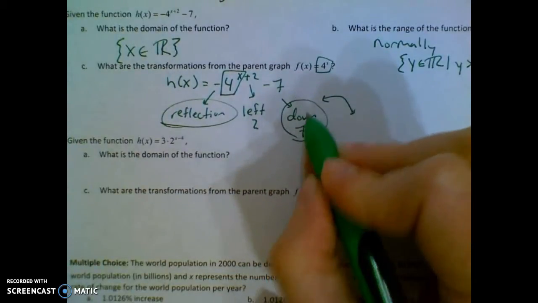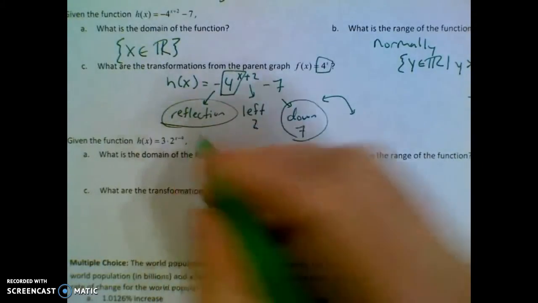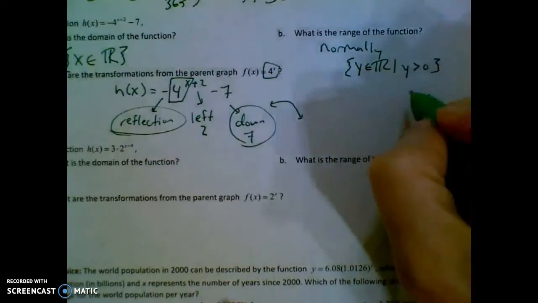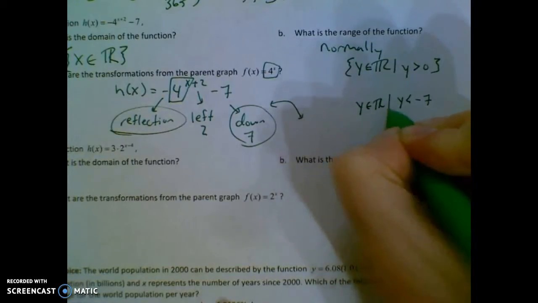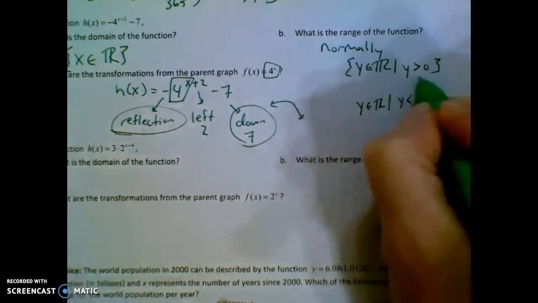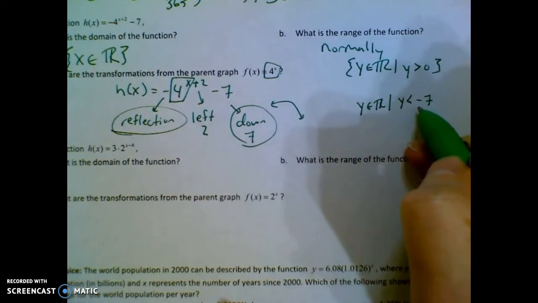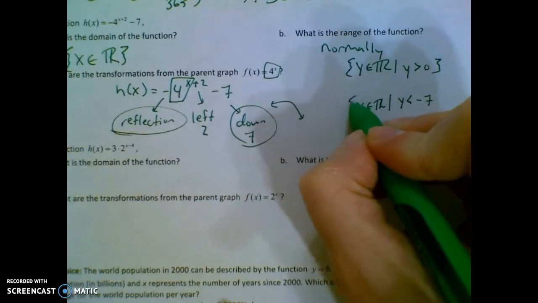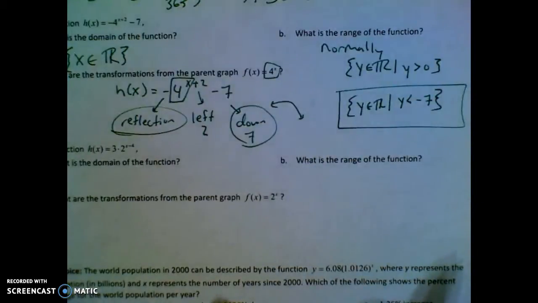But I've moved this down 7, so now it's going to be a negative 7 there, and the reflection is going to flip that graph over. I'm sorry. So it's going to make it y less than negative 7, and then it's going to be y an element of the reals such that. So it's normally y greater than 0, but I moved it down 7, so that's a negative 7, and then I flipped it over so it became a less than instead of a greater than. Make sure you do your curly brackets, and that is your answer.